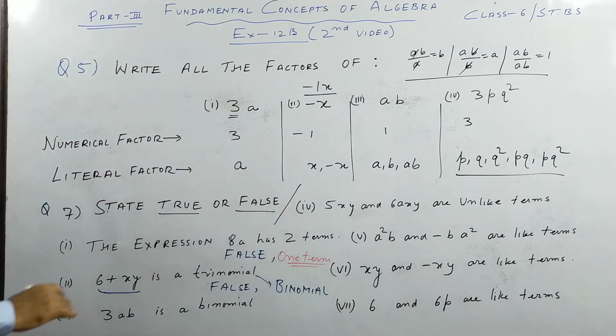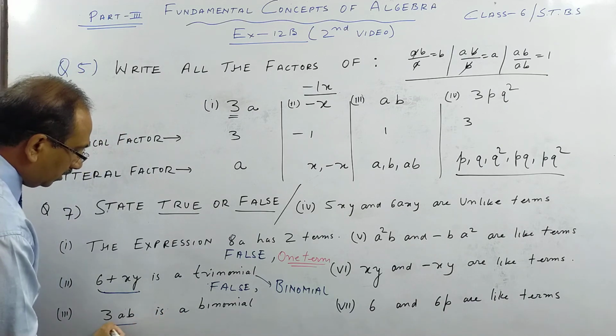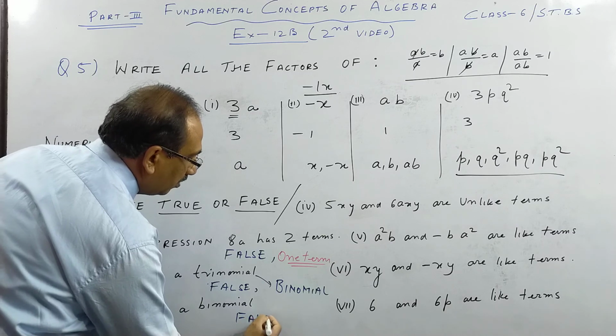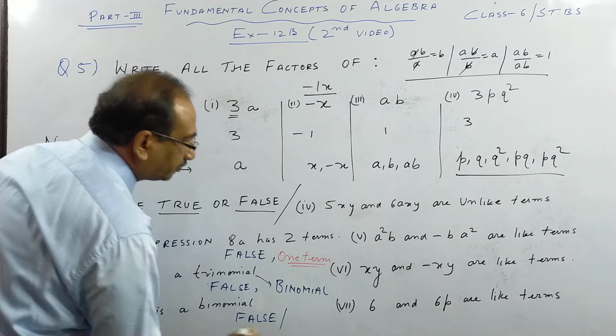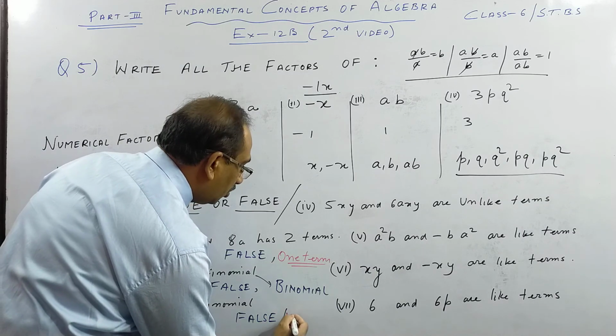So see my previous video, you will see 3ab. So this again, children, is a monomial, so this is again false, because if you see, it is a monomial.